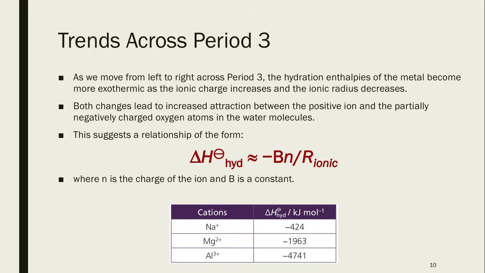So both of these changes lead to an increased attraction between the positive ion and the partially negative charged oxygen atoms in the water molecules. So again, we're looking specifically at the metal, the cations. So here is the relationship in equation form that, again, you do not have to memorize, but it's just showing you where as you increase the charge, so let's say we go from a sodium +1 to a magnesium +2, aluminum +3, they are also getting smaller, so increasing in charge and getting smaller, and you can see how the hydration enthalpy is getting much, much more exothermic.